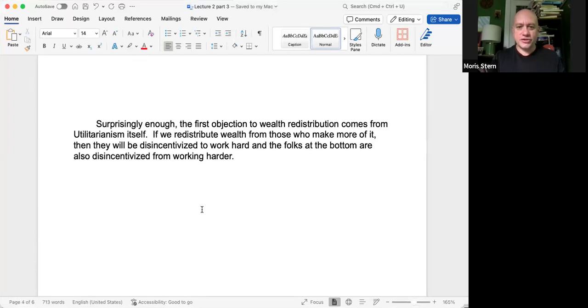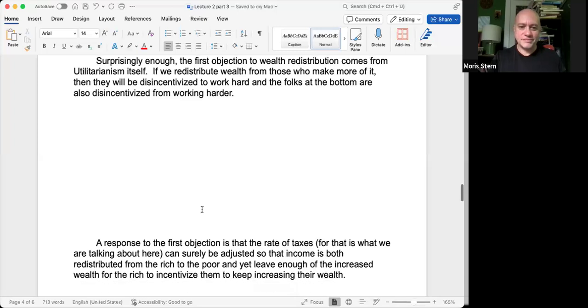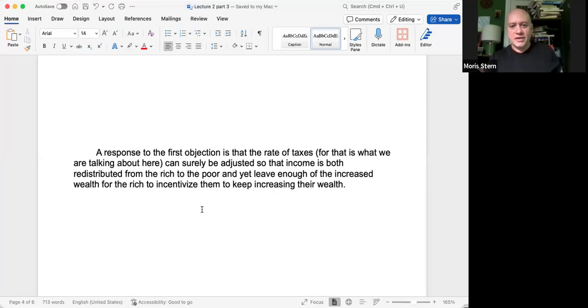Surprisingly enough, the first objection to wealth redistribution comes from utilitarianism itself. If we redistribute wealth from those who make more of it, then they will be disincentivized to work hard. And the folks at the bottom are also disincentivized from working harder, since they are receiving all this money transferred to them from the wealthy. A response to the first objection is that the rate of taxes, because that's what we're talking about here, taxes for redistribution, can surely be adjusted so that income is both redistributed from the rich to the poor and yet leaves enough of the increased wealth for the rich to incentivize them to keep increasing their wealth.